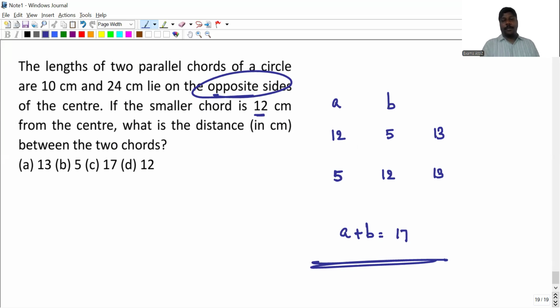అదే సేమ్ సైడ్ ఉంటే ఏమయ్యేది? 12 minus 5, 7 అయ్యేది. ఓకే, here they gave you what? 12, 5 ఇచ్చాడు, ఇది 12 అన్నాడు. సో ఆటోమేటిక్ ఇది ఏమవుతుంది? ఇది 5 అవుతుంది. ఒకటేమో ABC ఉంటే ఇంకొకటి ఏమవుతుంది? BAC అవుతుంది.